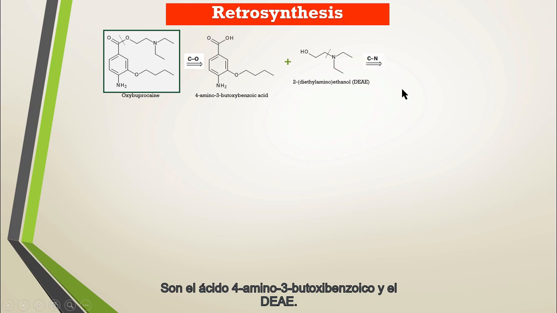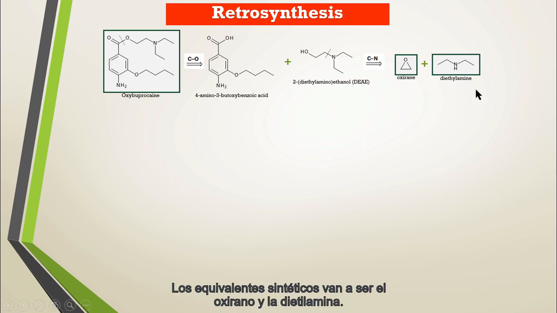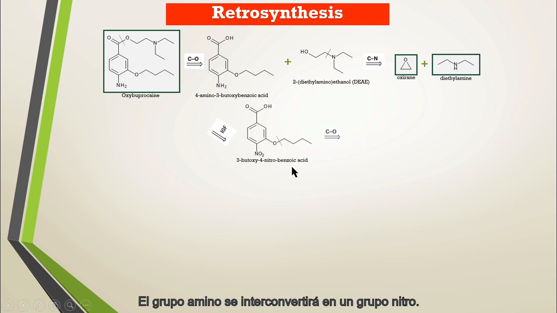The last one can be separated into synthons after a carbon-nitrogen disconnection. The synthetic equivalents are going to be oxirane and diethylamine. We are going back to the butoxybenzoic acid derivative. A functional group interconversion is going to happen. The amino group will interconvert to a nitro group.